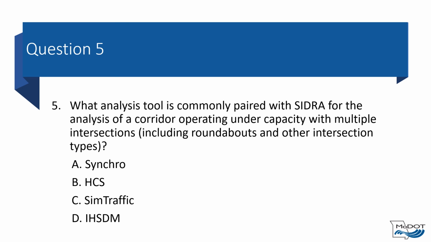Question 5. What analysis tool is commonly paired with SIDRA for the analysis of a corridor operating under capacity with multiple intersections, including roundabouts and other intersection types? Is it A. Synchro, B. HCS, C. SimTraffic, or D. IHSDM? The correct answer is A. Synchro.